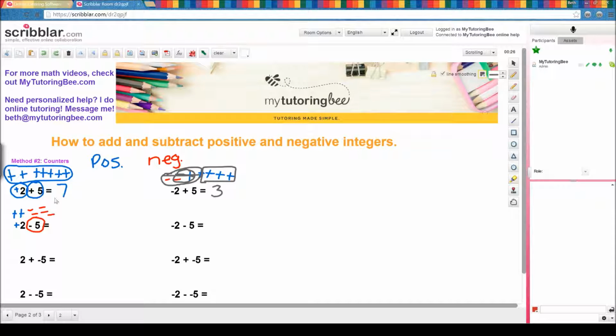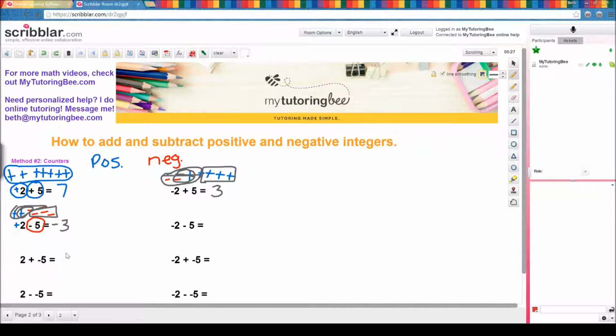Just to give you a visual. So again, this positive is going to cancel out with one of these negatives, this positive is going to cancel out with one of these other negatives. So all those kind of go away, and what I'm left with are these three negatives. So my answer is -3.